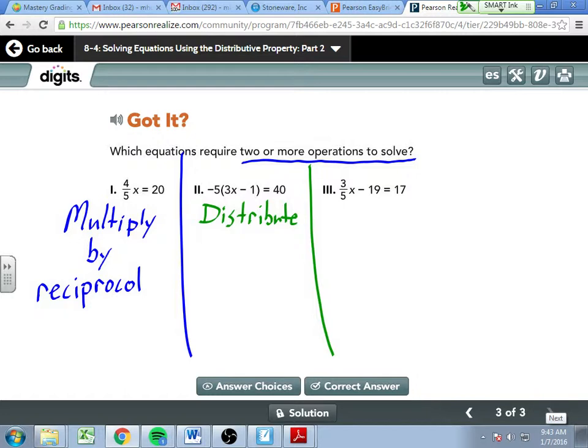So that's step 1. Step 2, we would have to add to undo the subtraction. Actually, this is tricky. Here it would actually be subtract. This is going to be the prize problem for today. Who knows why I would actually subtract? Who can explain the process?